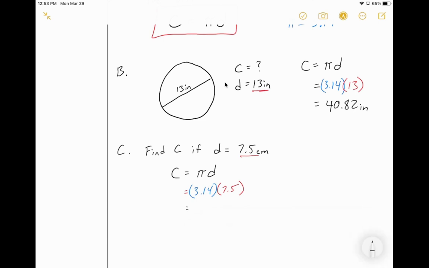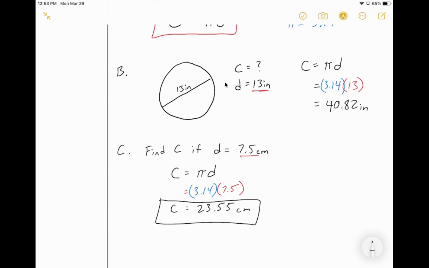I get 23.55. And this time it is centimeters. And that's it. Put it in your calculator. Make sure you don't have a user error there, like putting it in the calculator wrong. All right. So on and so forth.